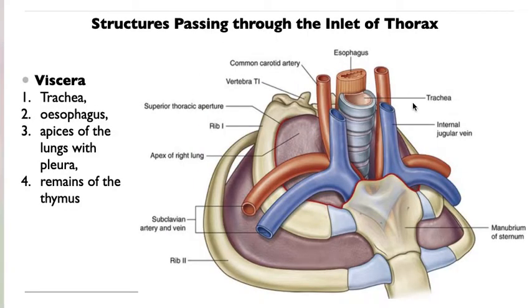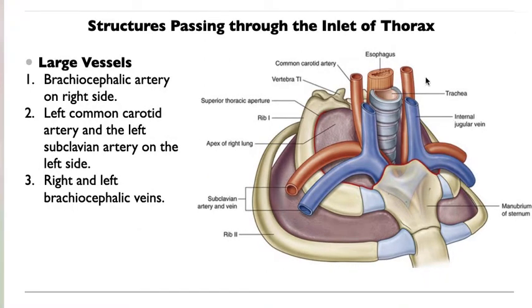Now, very important, the structures passing through the inlet of the thorax. This is the inlet. Amongst the viscera, we have the trachea, the esophagus, the apices of the lungs with the pleura, and remains of the thymus gland, not shown in this picture. Then we have the large vessels. We have the brachiocephalic artery on the right side. On the left side, we have the left common carotid artery and the left subclavian artery, and the right and the left brachiocephalic veins.